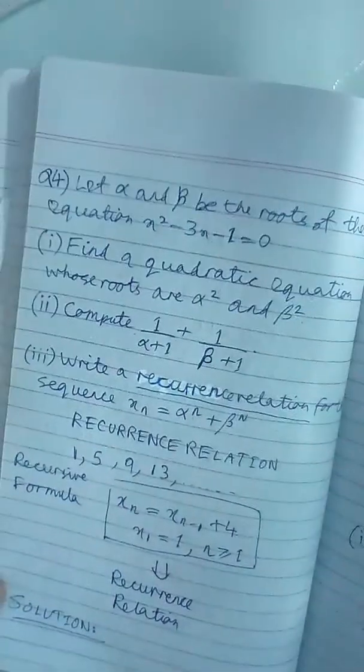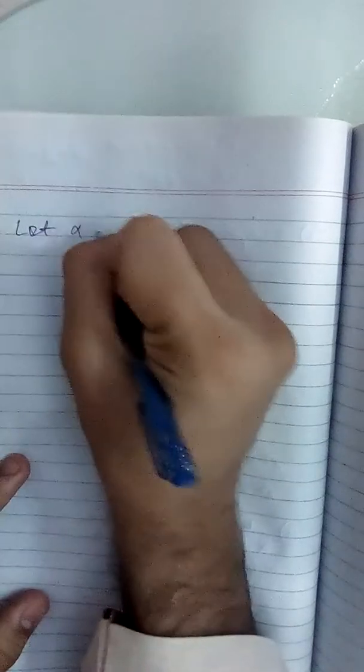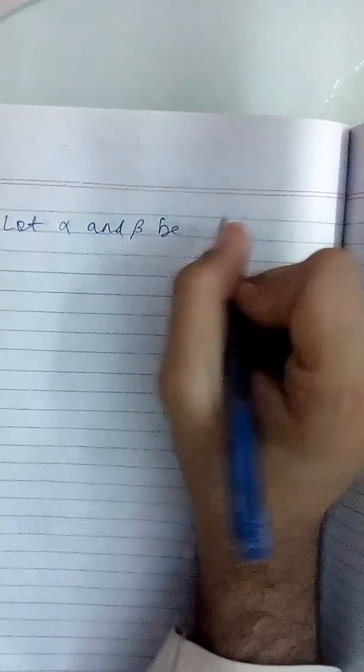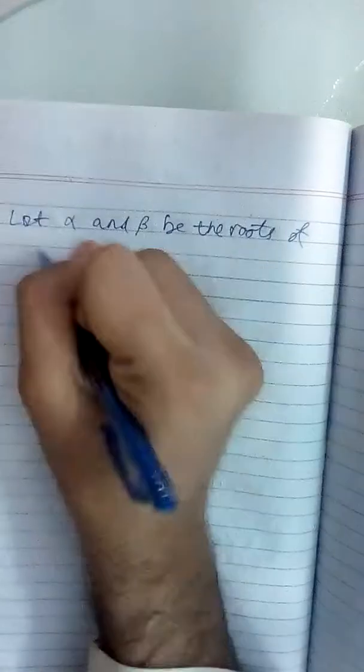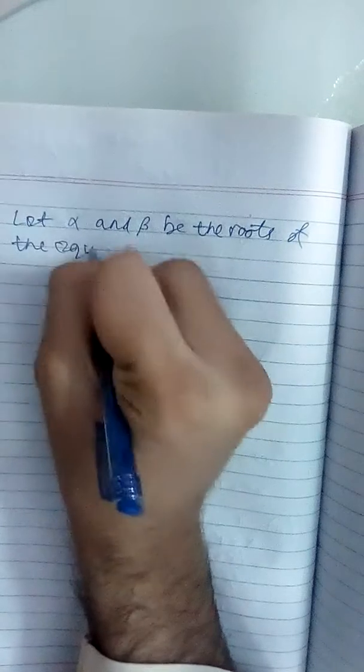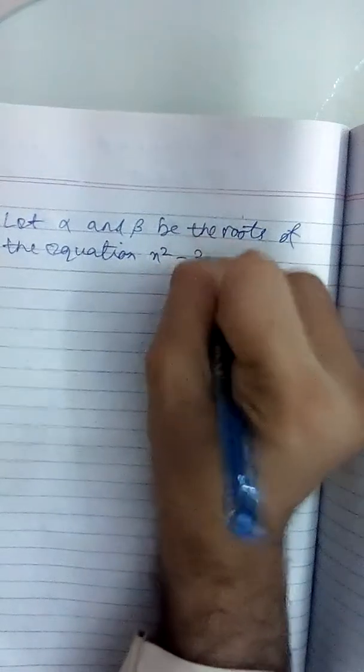Now just look at the third part. I'm going to write it on the next page all over again. Let alpha and beta be the roots of the equation. We are going to do it on a fresh page. x² − 3x − 1 = 0.